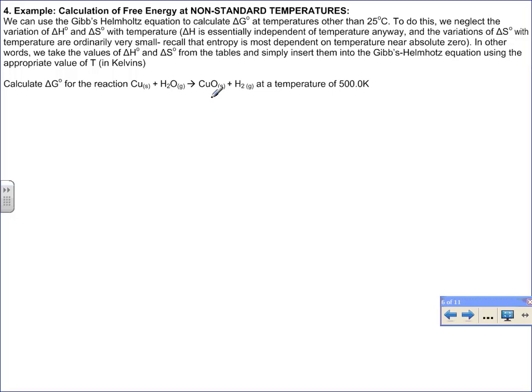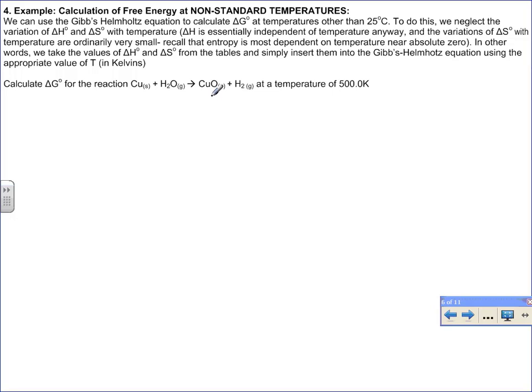Now, we are making an assumption here, and we're neglecting or ignoring the fact that delta H and delta S change with temperature. Okay? Delta H is pretty much independent of temperature. Delta S does undergo a change based on the temperature, but it's going to be small enough that we cannot worry about it.